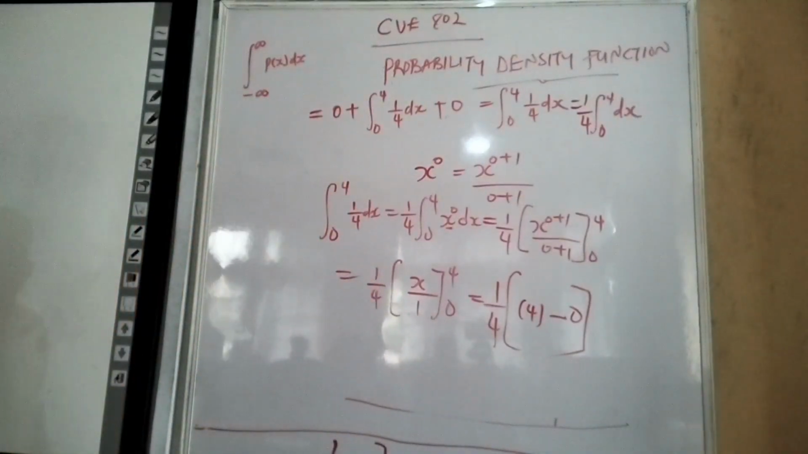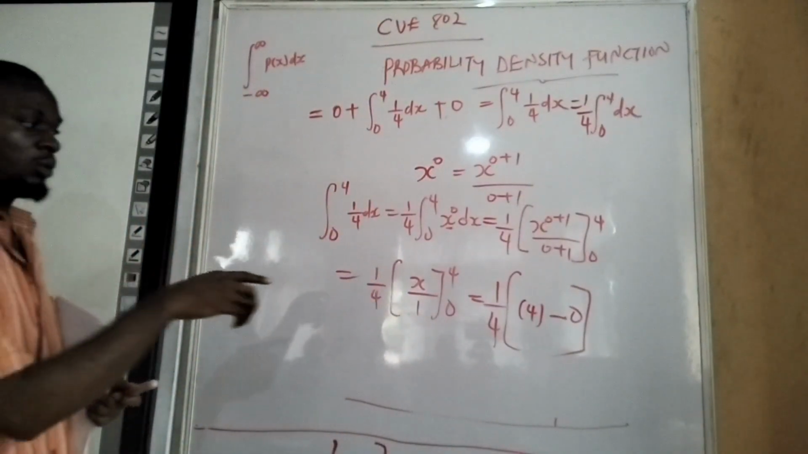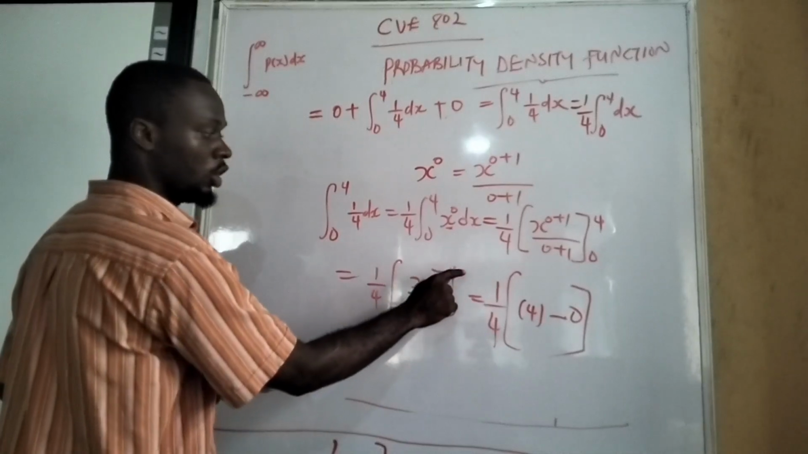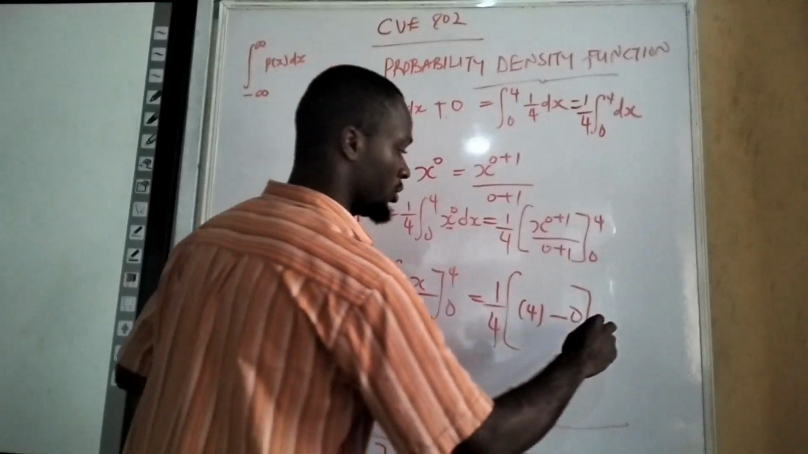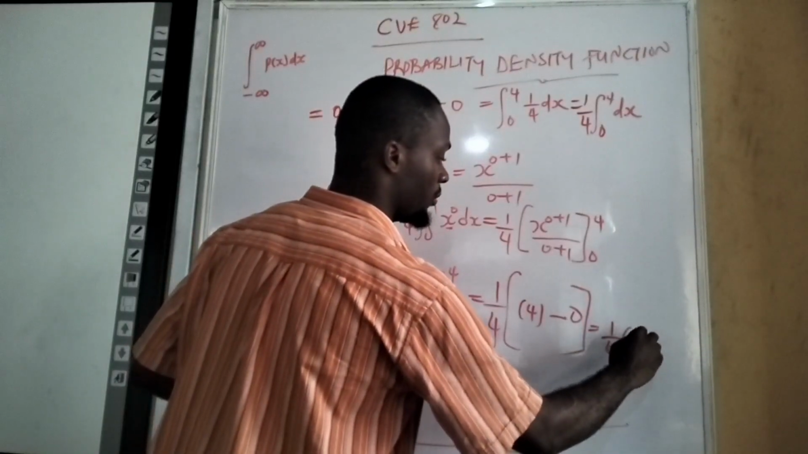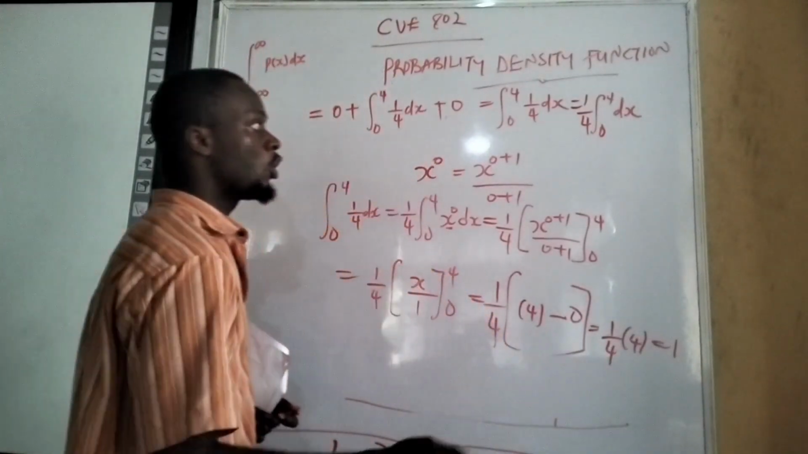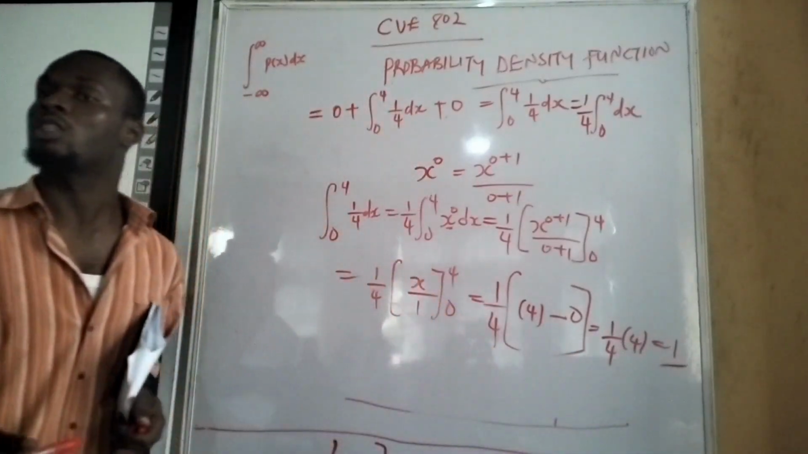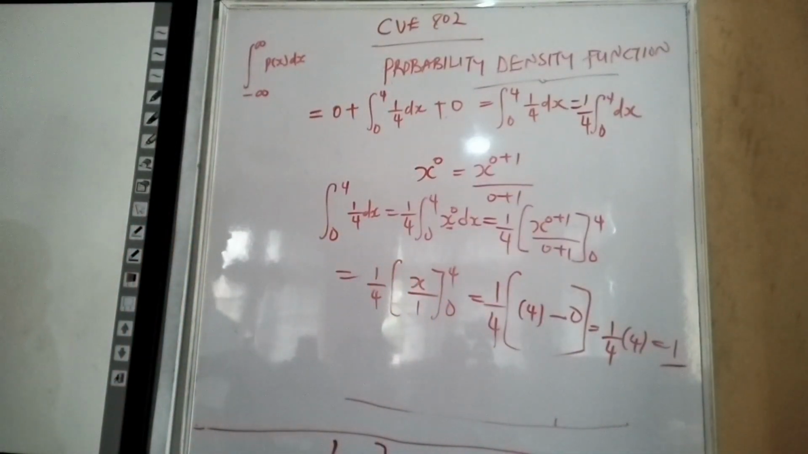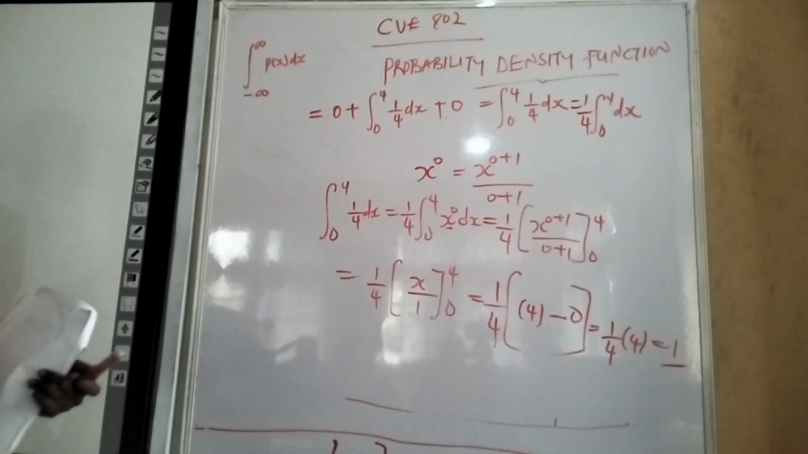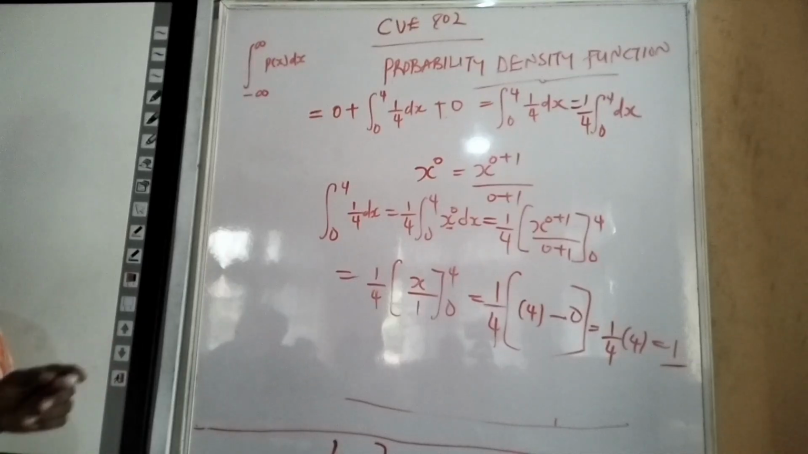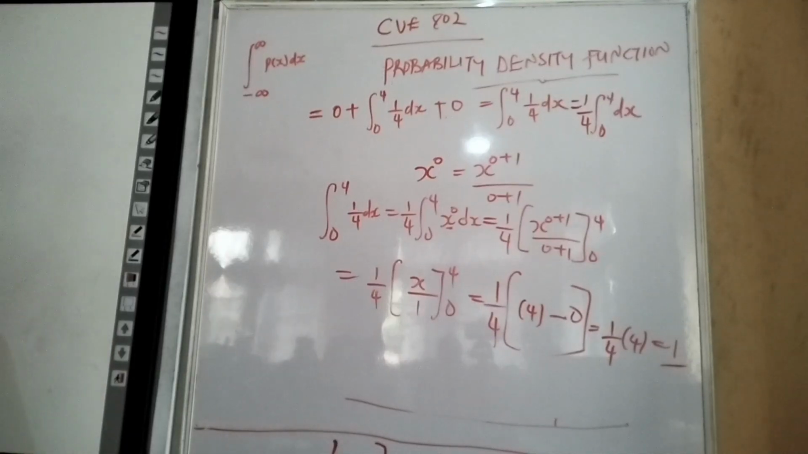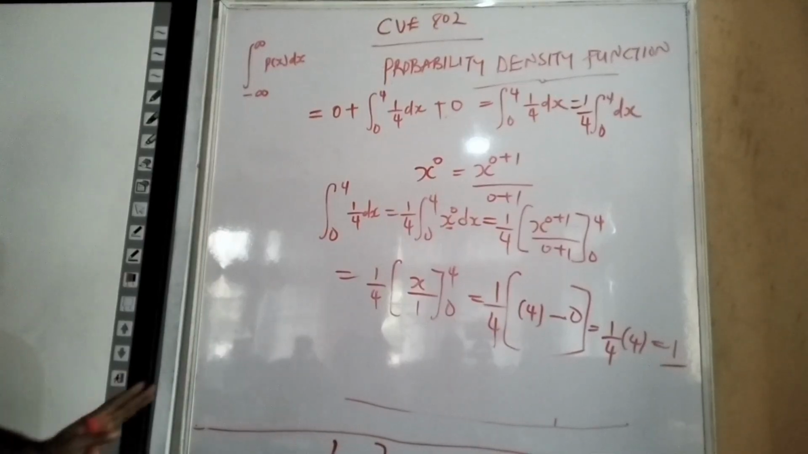Do you understand? That's how you take limits. Once you finish with the function, you just replace the upper limit and the lower limit. So 4 minus 0 will give you 4. So you have 1/4 times 4, which is equal to 1. Because this holds, the function is continuous. You just have to check. Because it's equal to 1, it's continuous, then you now proceed. If it is not, you do not solve.